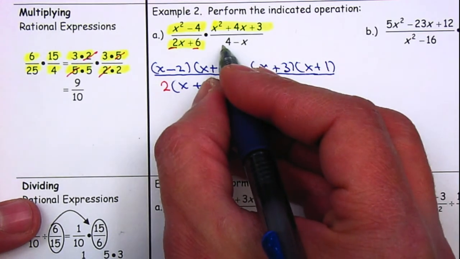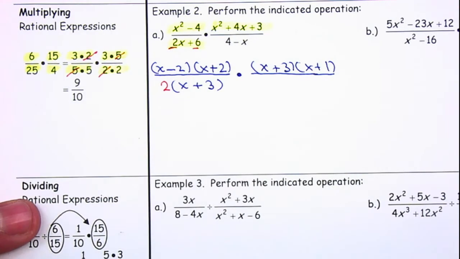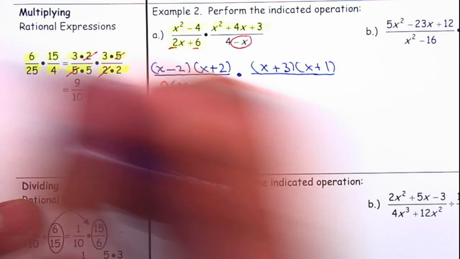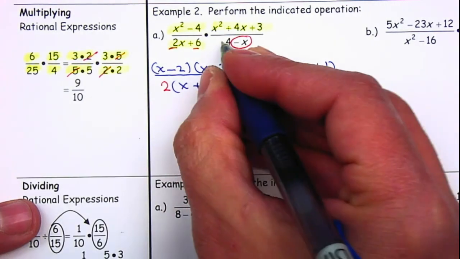If you guys notice, same as we have on example number 1, this is not written correctly. We want to be able to rewrite the negative x first. So it'll be negative x and then the positive 4.